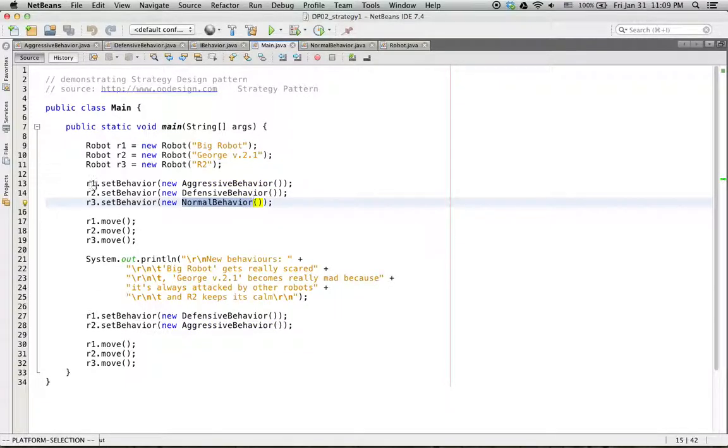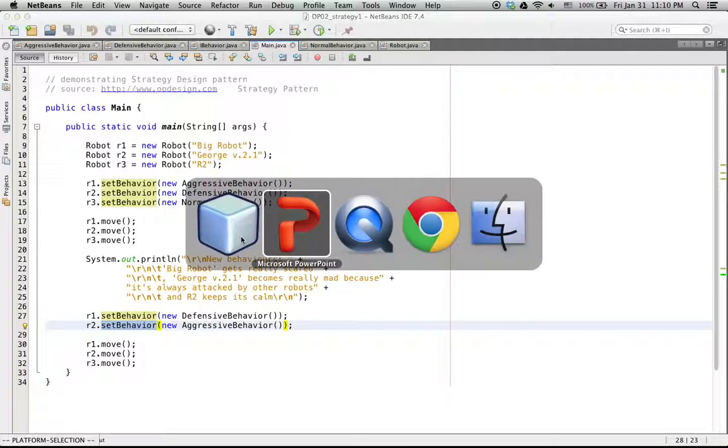So we assume that R1 sensed some obstacles or enemies and so on, so R1 is now ready to do some aggressive behavior, and then R2 senses that enemies are too strong, so defensive behavior. R3, no enemies around, so it's something normal, so normal behavior then. And then simply call move, and whatever behavior is set, that one will be used. So later on, if something happens, R1 can change its behavior, R2 can change its behavior, and the 3 robots continue to move. So this is a demonstration of the strategy design pattern.